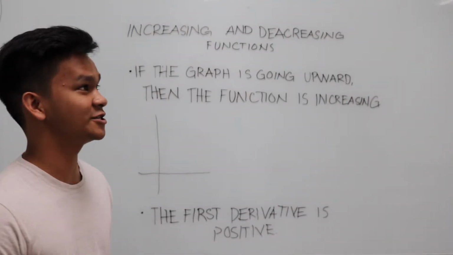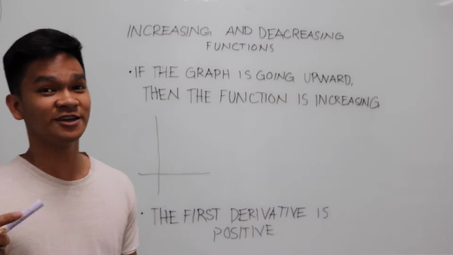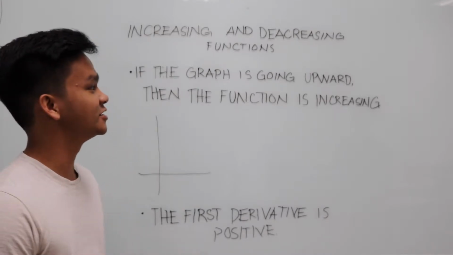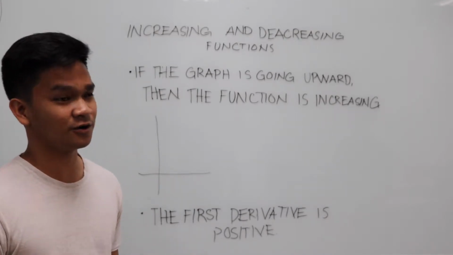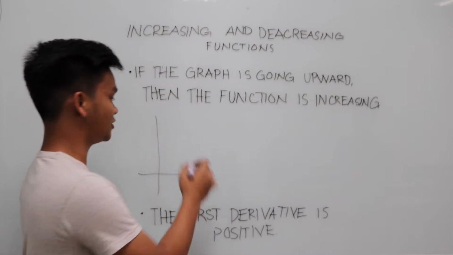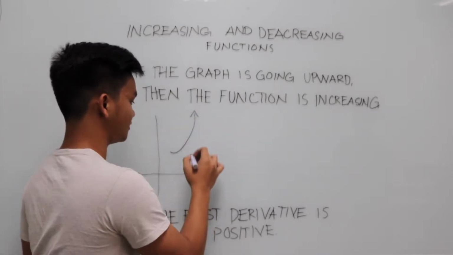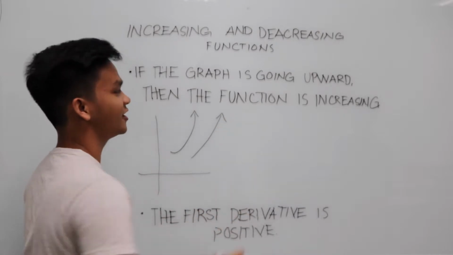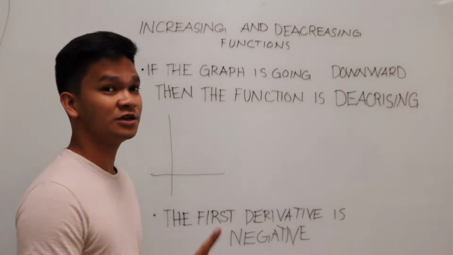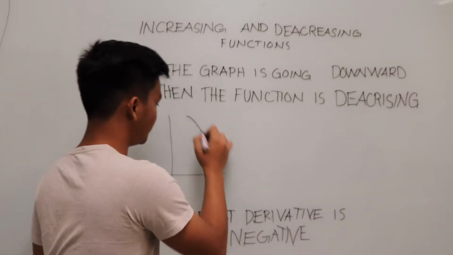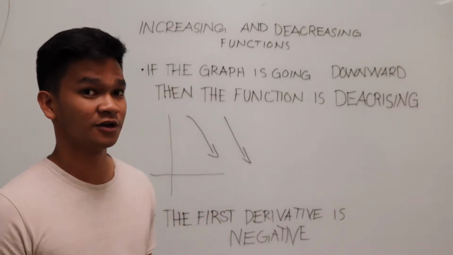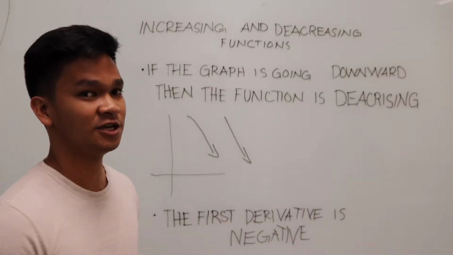Hey guys, for our next subtopic, before we can sketch algebraic and transcendental curves, it is all about increasing and decreasing functions. So how can we know if it's increasing or decreasing? As stated on the board, if the graph is going upward, then the function is increasing. Therefore, the first derivative is positive. Now if the graph is going downward, like this, then the function is decreasing. Therefore, the first derivative should be negative. Here are some examples.